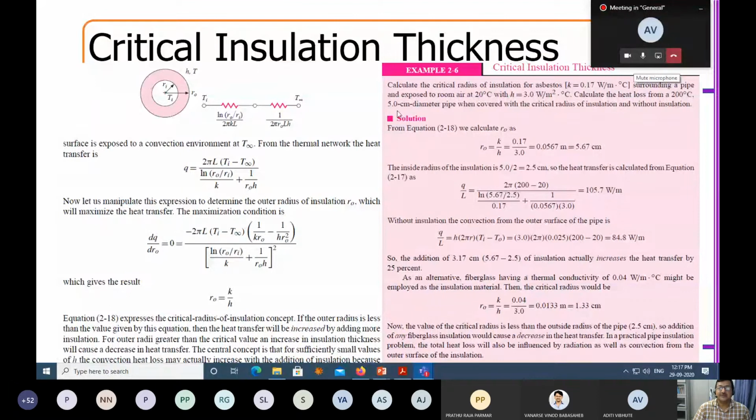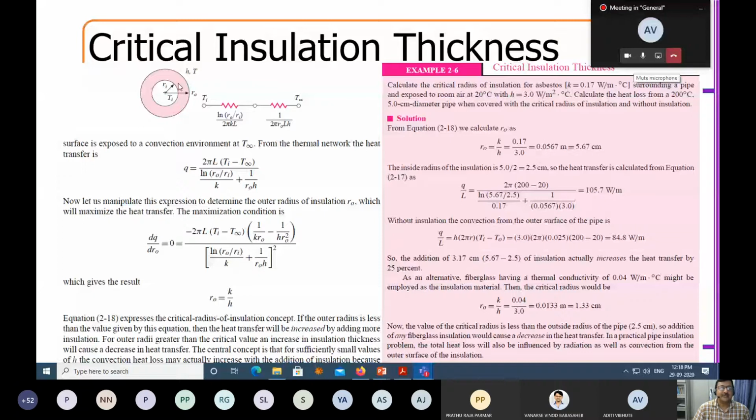This is where I got confused. I thought that 5 centimeter is the radius, but the 5 centimeter is the diameter, so the radius is 2.5 centimeter. Yesterday we saw what the resistances will be for this sort of situation. The first resistance comes from the thermal insulation, the asbestos. This is a cylindrical system, so we know that ln(Ro/Ri) divided by 2 pi K L is the resistance for this, and the resistance for air will be 1 by 2 pi Ro L H.